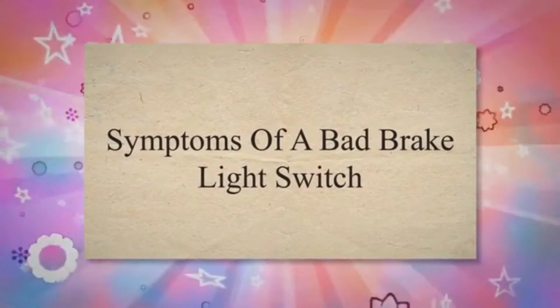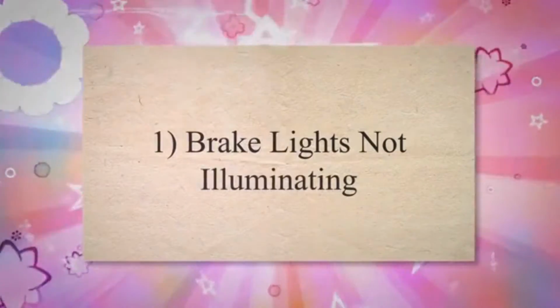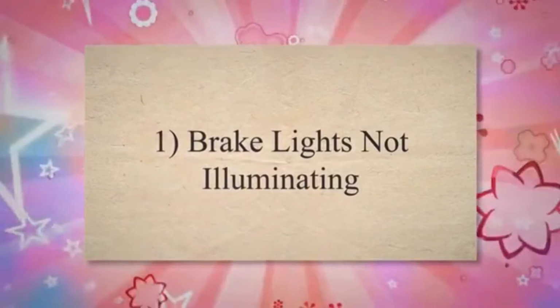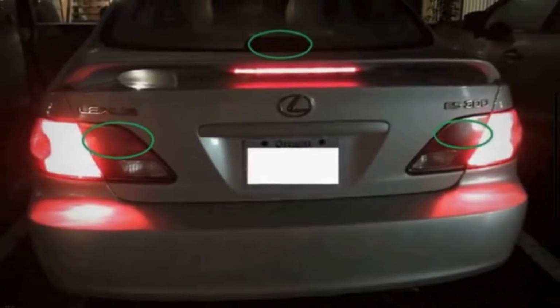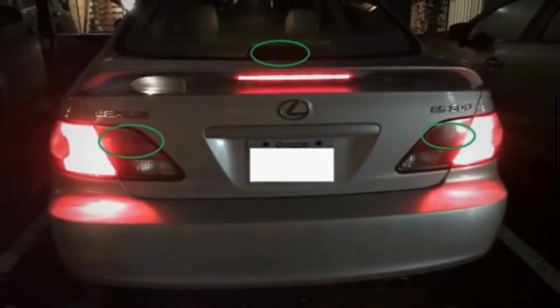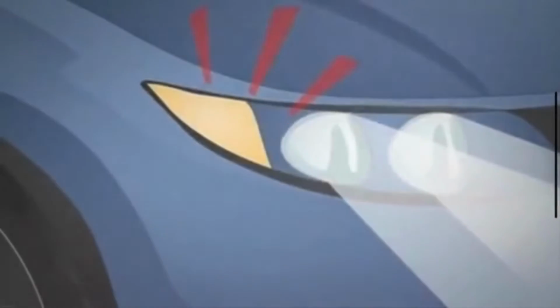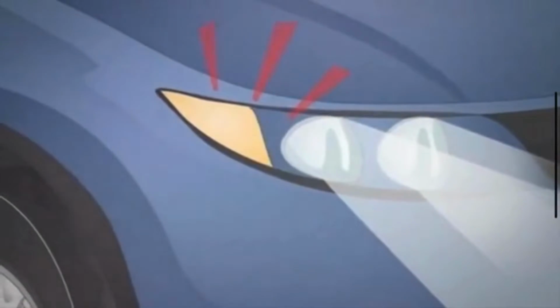Symptoms of a bad brake light switch. 1. Brake lights not illuminating. If your brake lights do not come on when you press the brake pedal, it means your brake light switch is faulty. If the switch is unable to close the circuit when the brake pedal is pressed, it interrupts the flow of electricity to the brake lights, preventing them from illuminating.